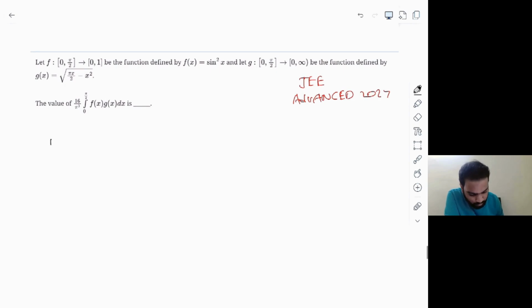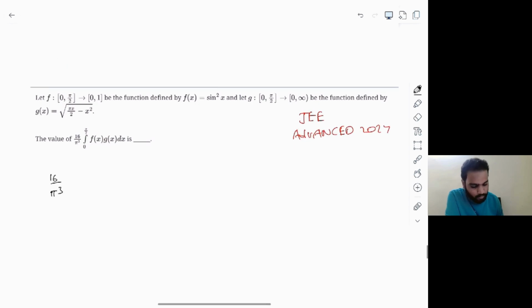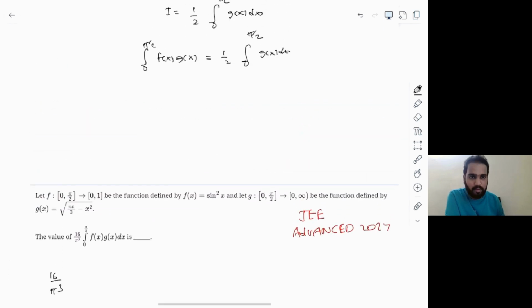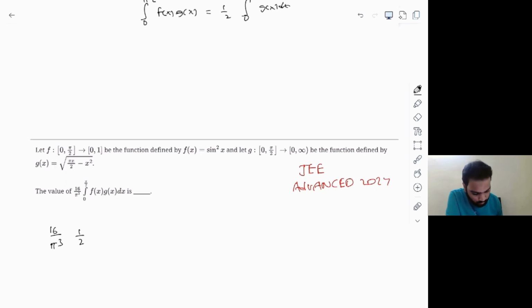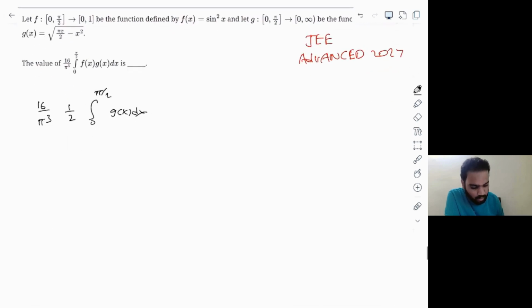So the required part becomes 16 divided by pi cube multiplied by, now from the previous question we have done already, integral 0 to pi by 2 f into g is nothing but 1 by 2 times integral 0 to pi by 2 g of x dx. Now clearly 2 will be cancelled out and remaining part will be only 8 divided by pi cube integral 0 to pi by 2. What is g of x function here? Square root of pi x by 2 minus x square. Now it is a clear direct formula based question because it's a property, right?